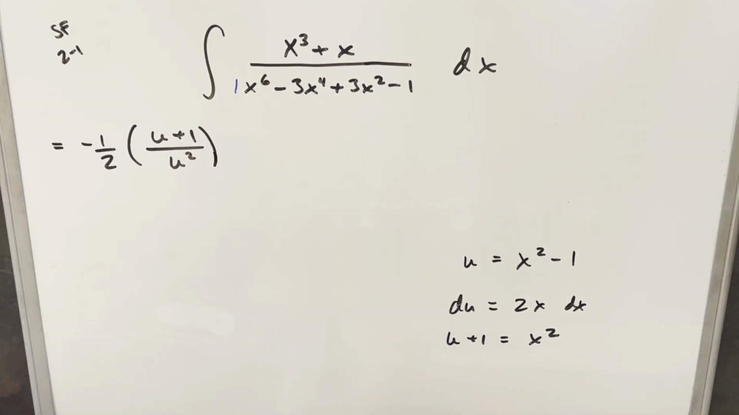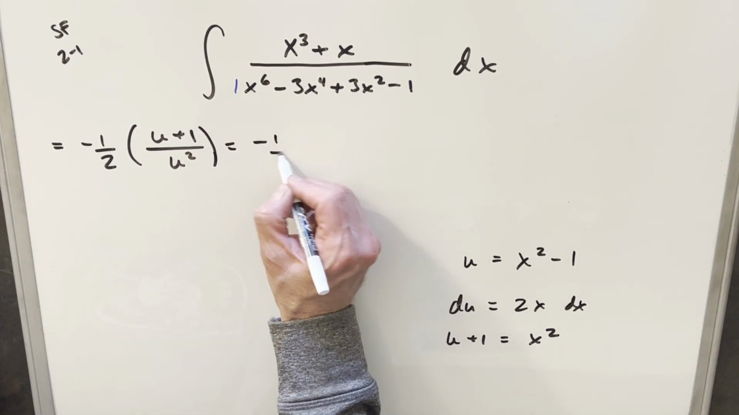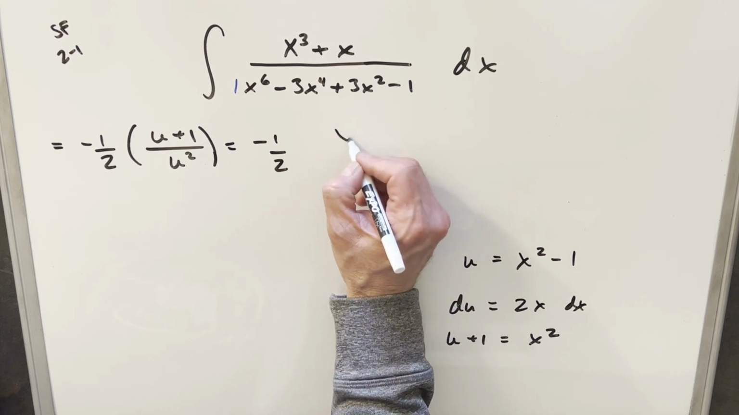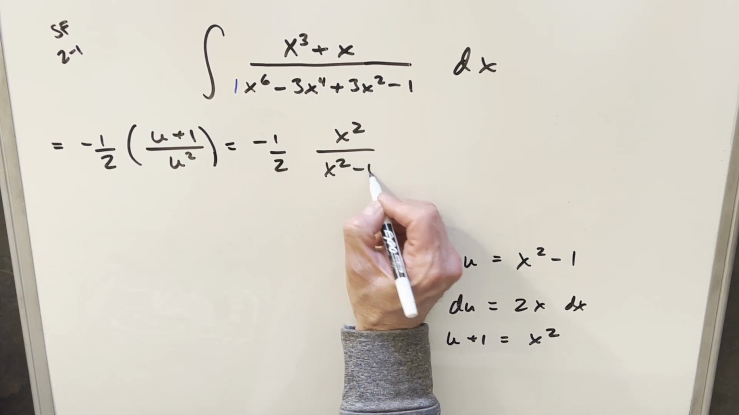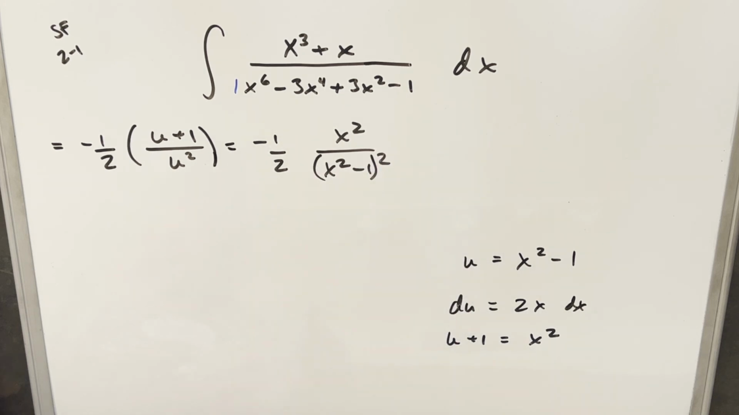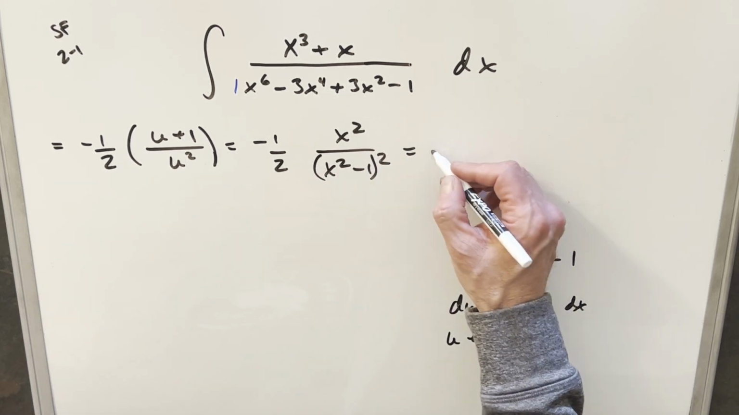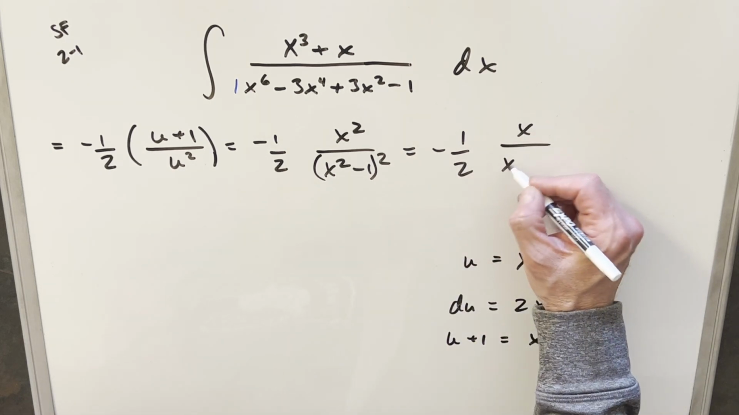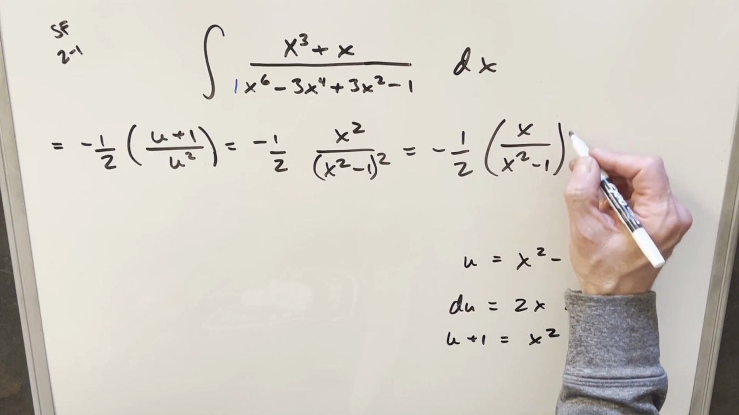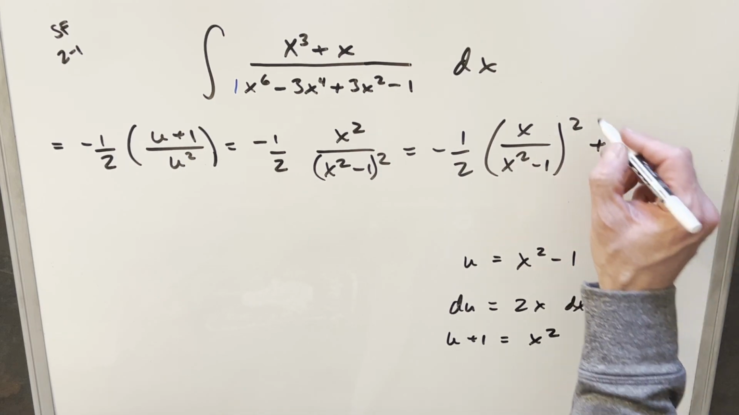Okay, now I just need to back substitute in order to finish it. We're going to have our minus 1/2 out front. Our u plus 1 is x squared, and u squared is x squared minus 1, all squared. To clean it up, since both things are squared, I'll write it as minus 1/2 times (x over x squared minus 1) all squared, plus C, and that's it.